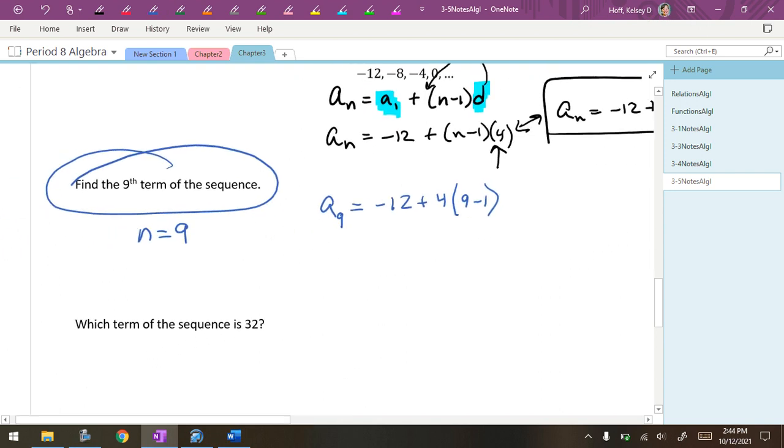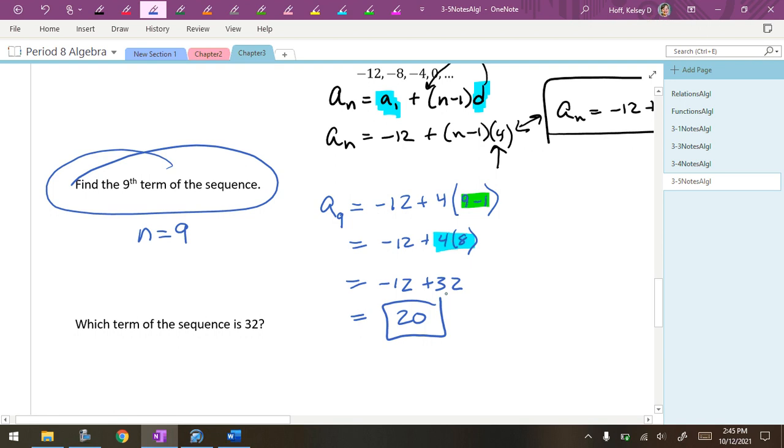Order of operations. What do I do first? 9 minus 1 is 8. So I have negative 12 plus 4 times 8. Now what do I do? 4 times 8, which is, whoopsies, I heard you say 32 and wrote 3. Negative 12 plus 32 is 20. Guess what the 9th number in that sequence is? 20. I don't know about you, but if I don't have to write out 9 numbers, I don't want to.